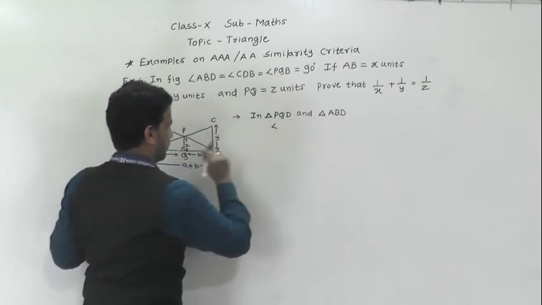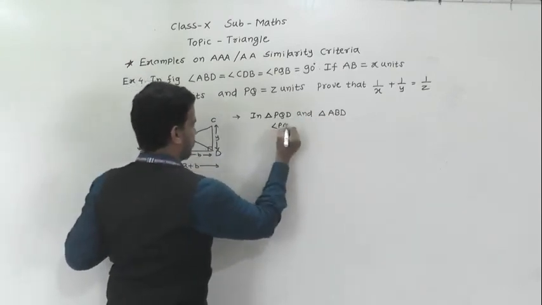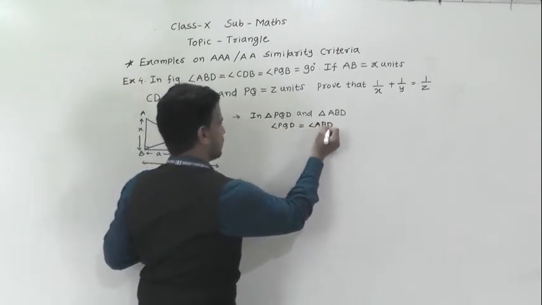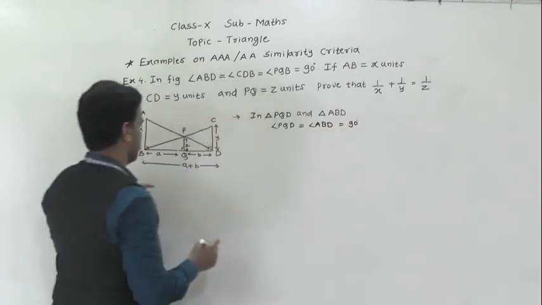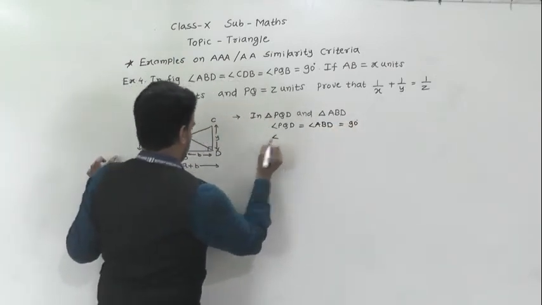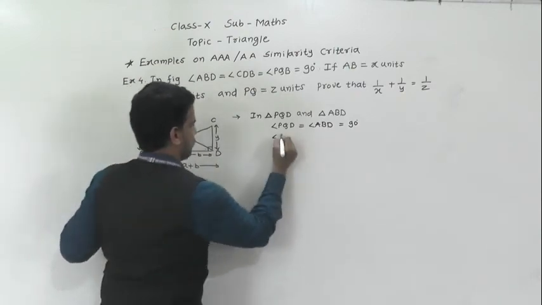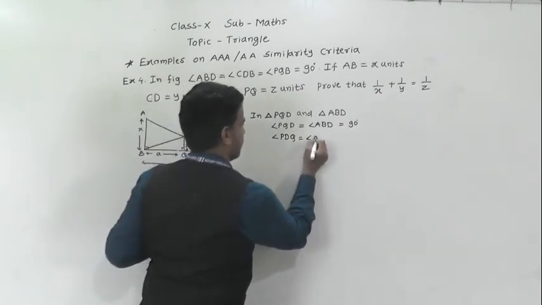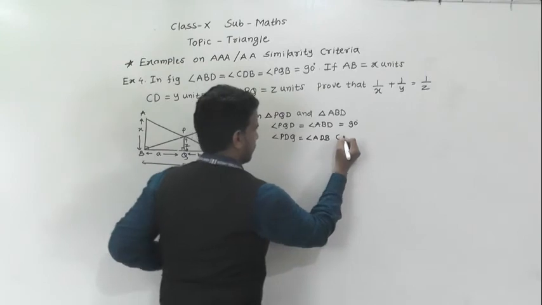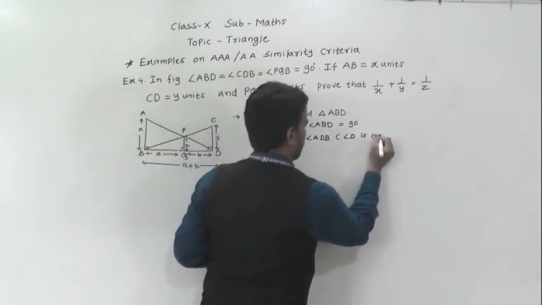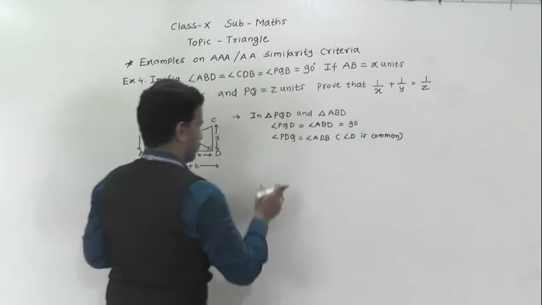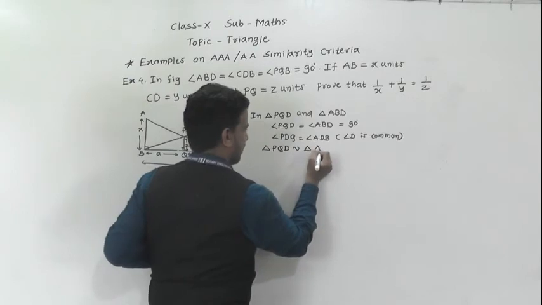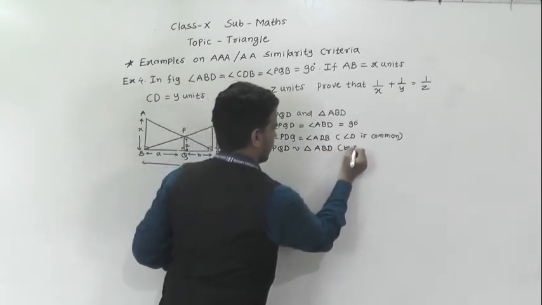Okay, so we have to write angles: angle PQD is equal to angle ABD is equal to 90 degrees. After that, angle PDQ is equal to angle ADB. Here angle D is common. So these two triangles, triangle PQD is similar to triangle ABD by AA criteria.